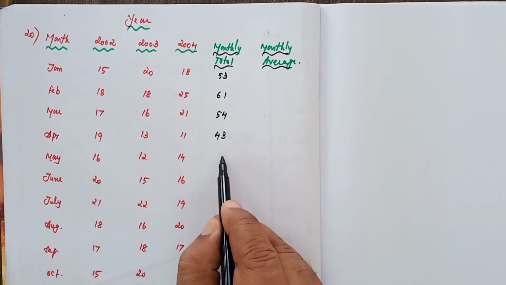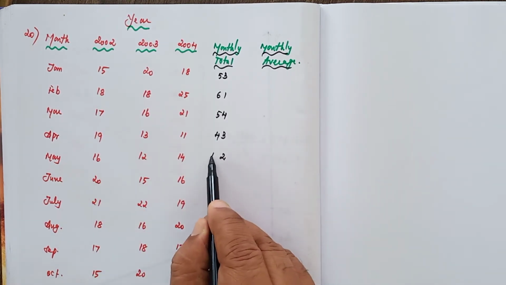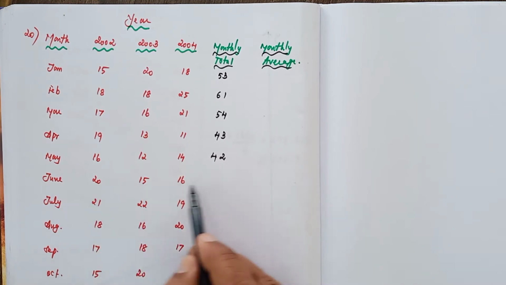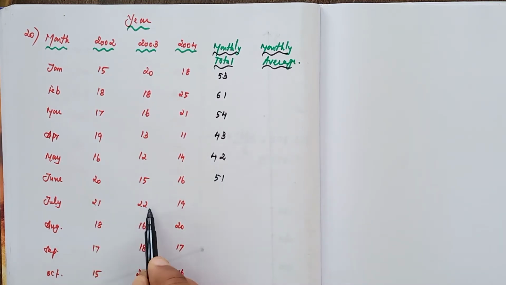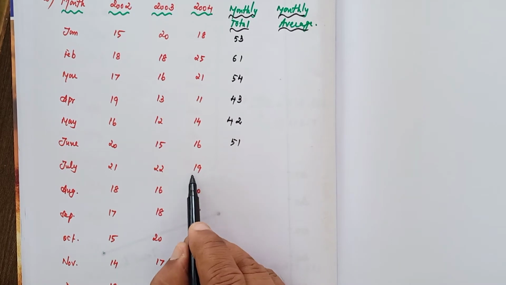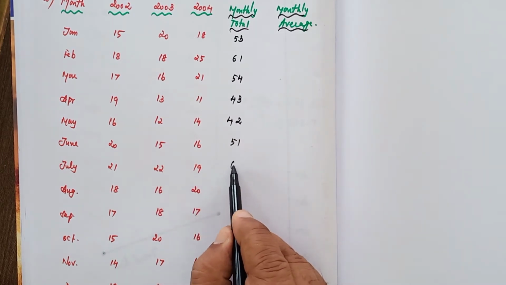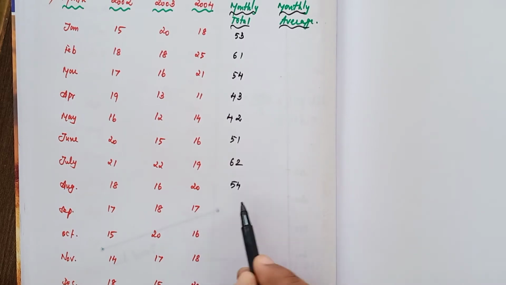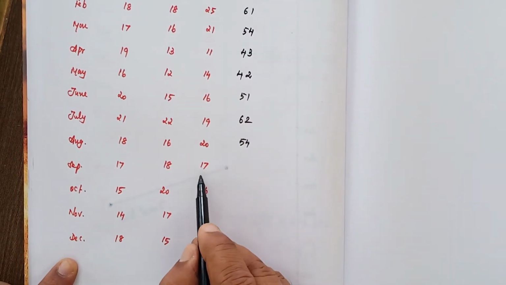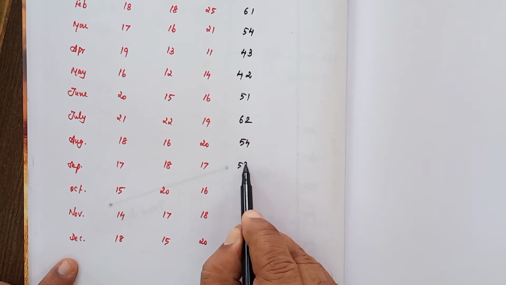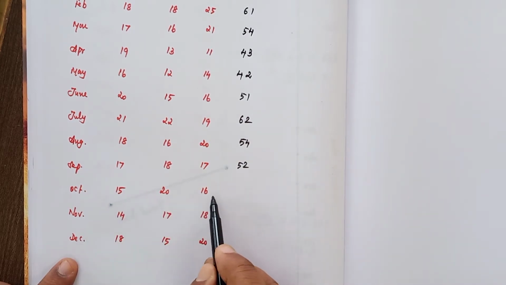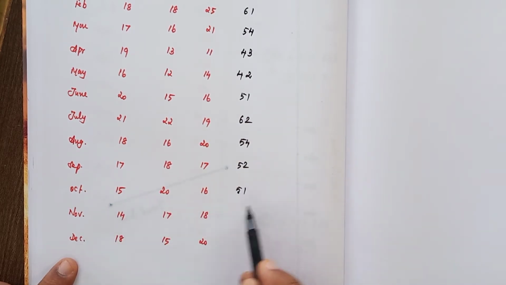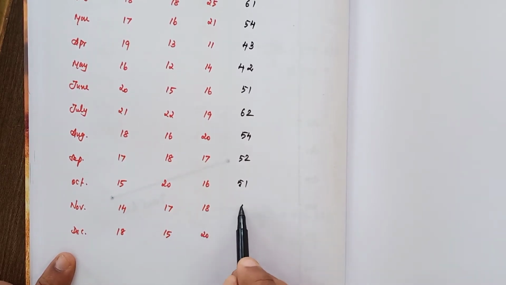4 plus 2, 6 plus 6, 12. The remaining monthly totals are 42, 51, 62, 54, 52, 51, 49, and 33 plus 20, that is 53.